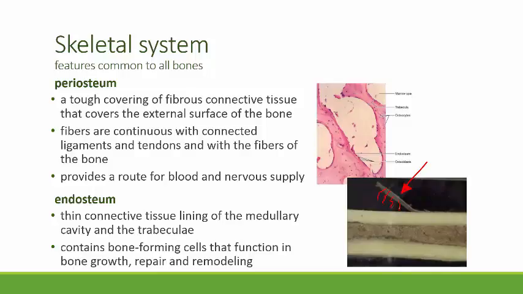It's a dense, irregular connective tissue, meaning the fibers are kind of going every which way. And it covers the external surface of the bone. Fibers are continuous with the fibers that are inside the bone.